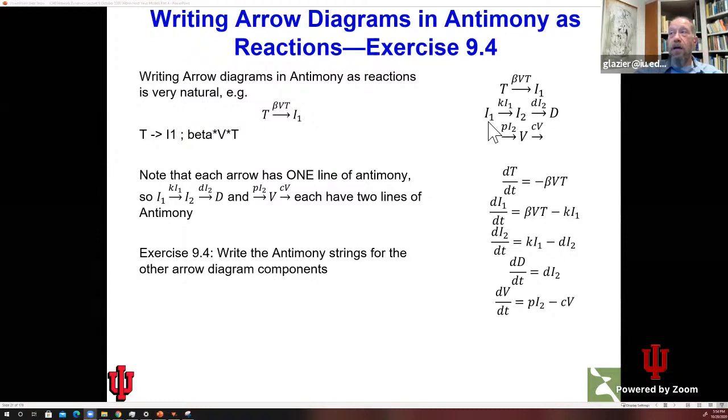Notice that every arrow in my diagram has one line of Antimony. So if I have this complicated arrow like I1 goes to I2 goes to D, that's going to give me 2 lines of Antimony. Or nothing goes to V goes to nothing. That will also give me 2 lines of Antimony.